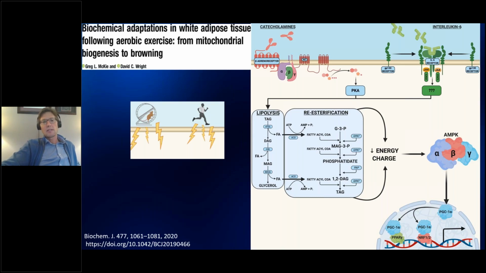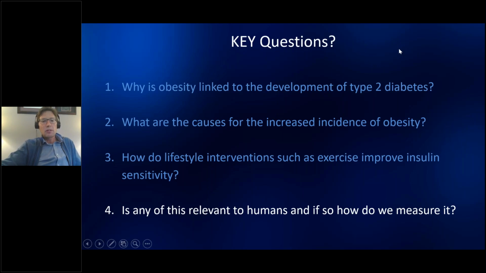And in some instances, the lack of translatability of these findings to human studies where browning has not been observed in some depots with exercise training, and what that means. And of course, that's really what we're interested in with all this work. A lot of the work has been done in rodents and cell lines. And the key question really is, can any of this be relevant to humans? And if so, how do we measure it?